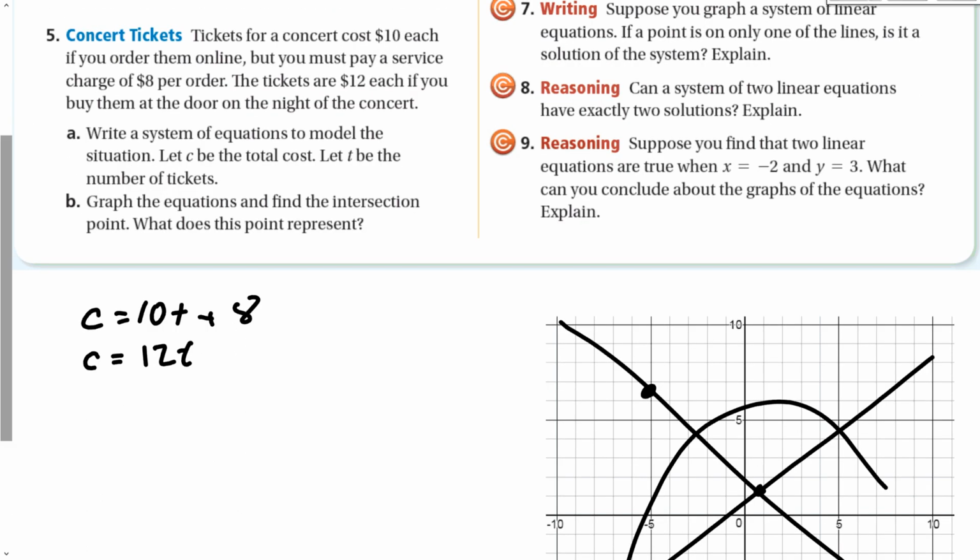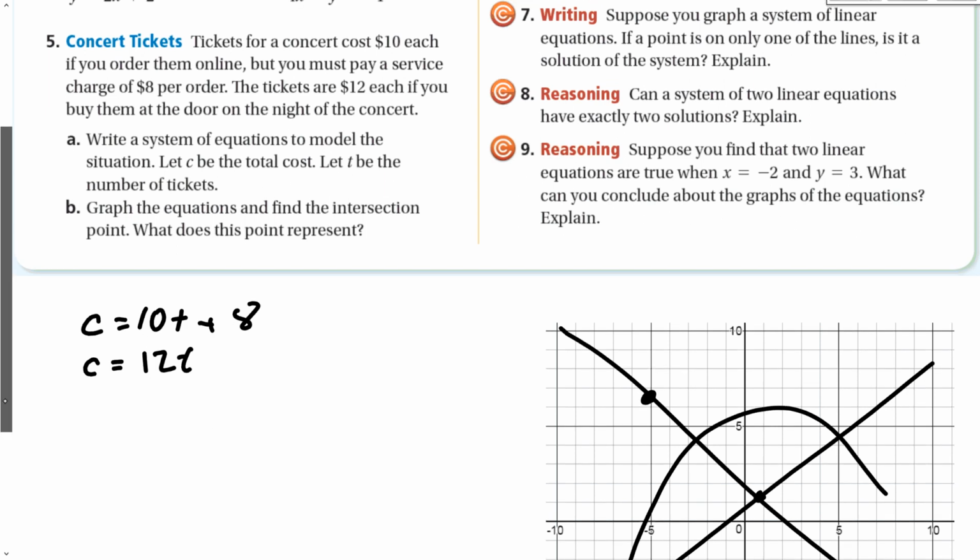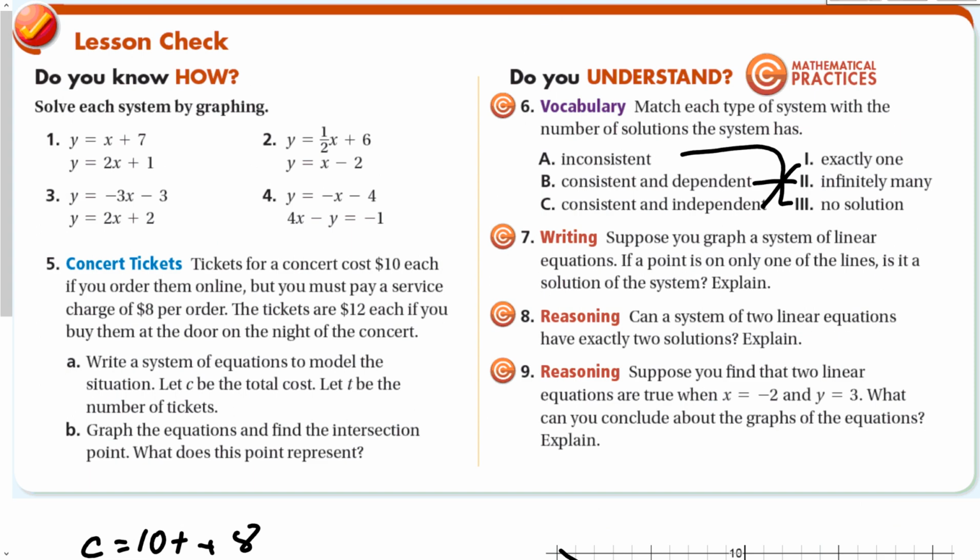Suppose you find that two linear equations are true when x is equal to -2 and y is equal to 3. What can you conclude about the graphs of the equations? Well, you can conclude that they have different slopes. You can also conclude that they both pass through this point, and that's pretty much it. Okay. So that was 6-1, solving systems by graphing.